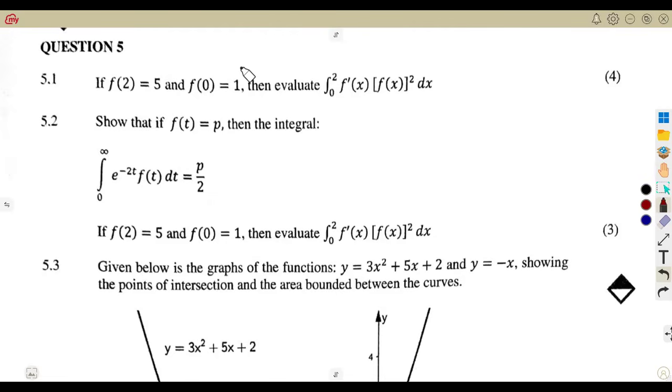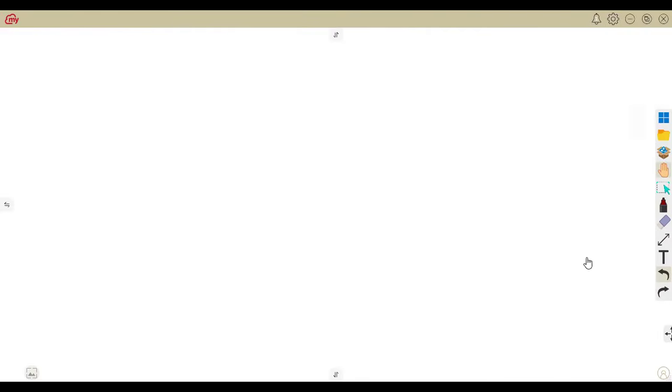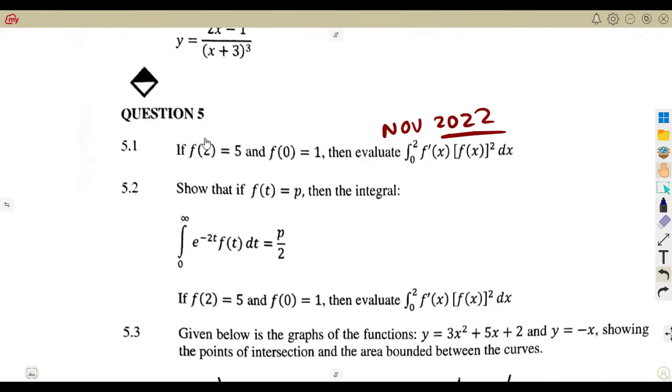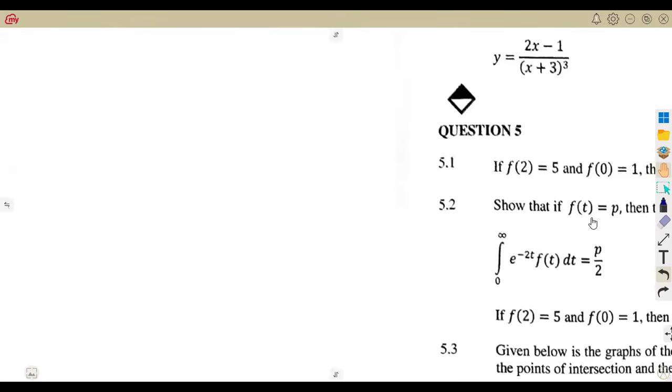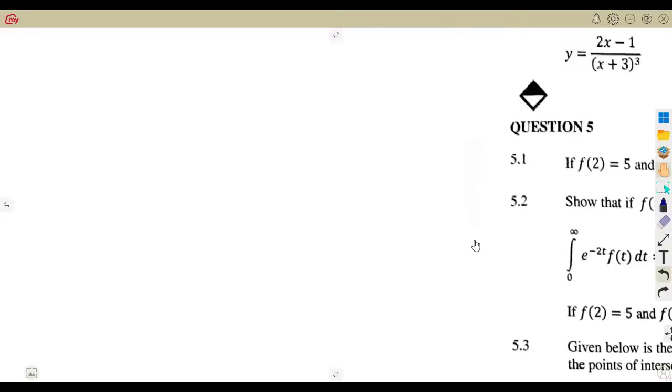If we check the question paper of November 2022, I want you to check that. You see that it's a similar question, and I think I discussed this question. So actually, there's nothing to it, guys. For those who have been watching our videos, this type of question is just a repetition. We are given that f of 2 is 5 and f of 0 is 1, then evaluate this. Let's just have our question so that we can understand it much better.